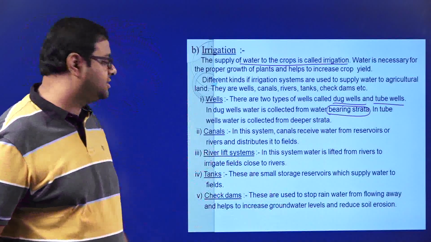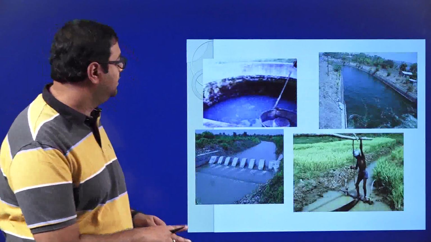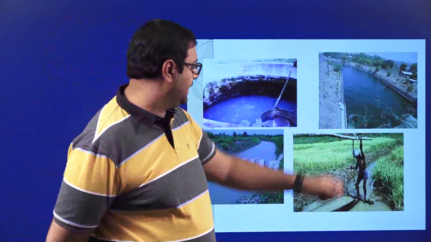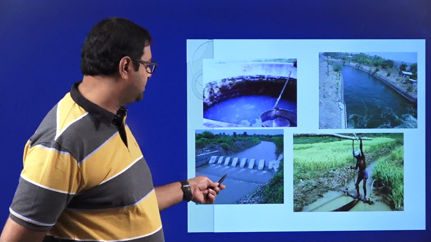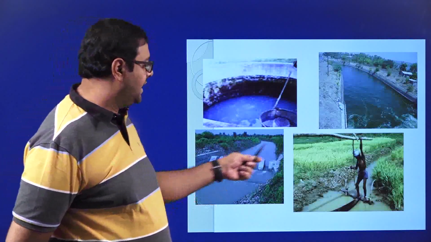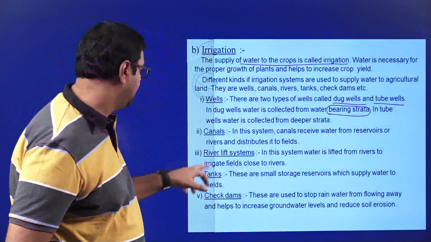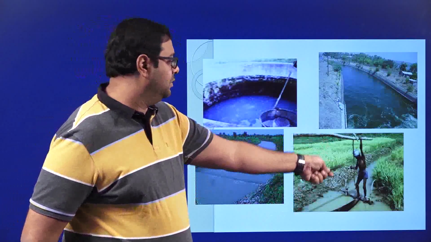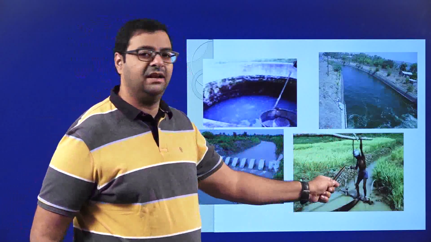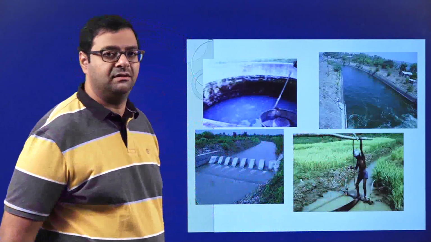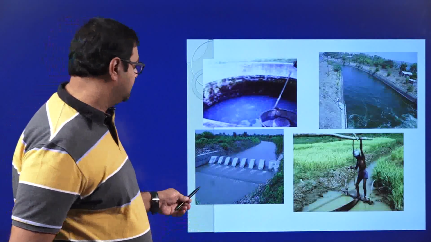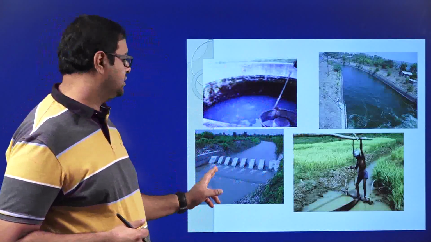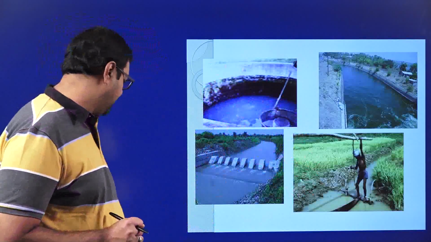So these are the various irrigation techniques which are used, and this is a well which is dug by hand. This is a canal. These are check dams which are used for harvesting, and these are the river lift systems, wherein a farmer is pulling a lever, because of which the water from the river is channelized into the farms. So these are basically the images of the canal, well, check dam and river lift system. Okay, moving on.